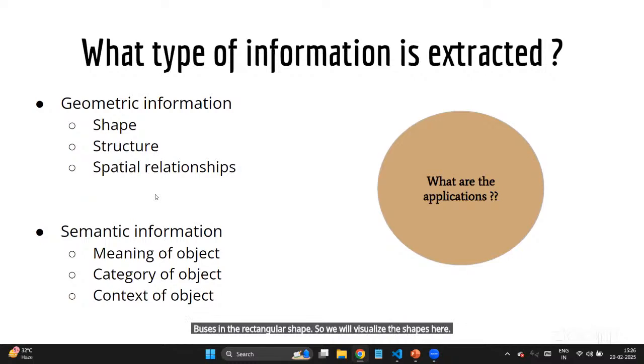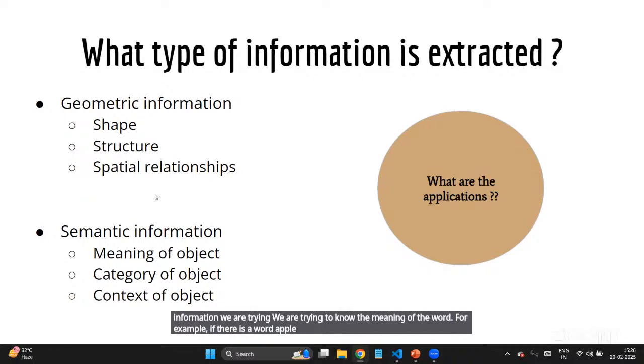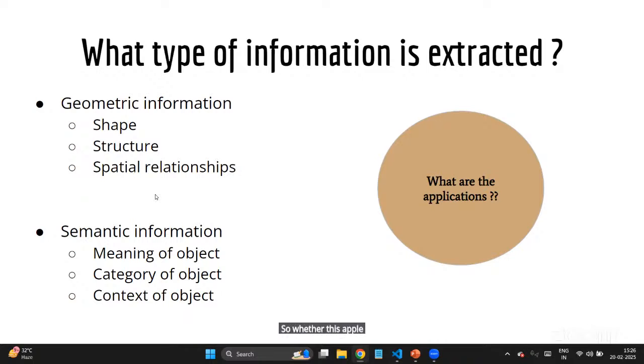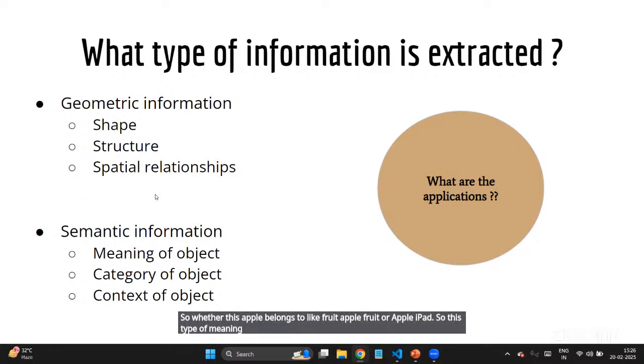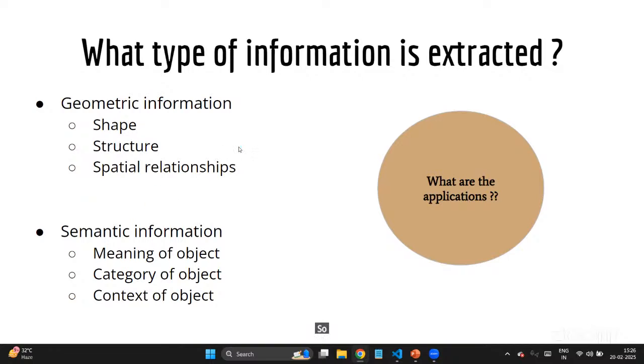So like this, we will extract some types of information. In the semantic information, we're trying to know the meaning of the word. For example, if there is the word apple in a text and we want to do optical character recognition, does this apple belong to the fruit or the Apple iPad? This type of meaning we are going to understand using semantic information. From these, there are many applications out there. But before going to those applications, we will just see what convolution means.